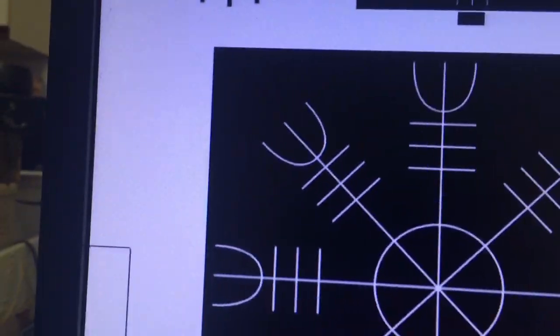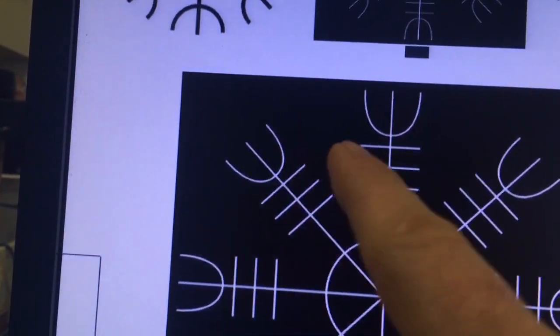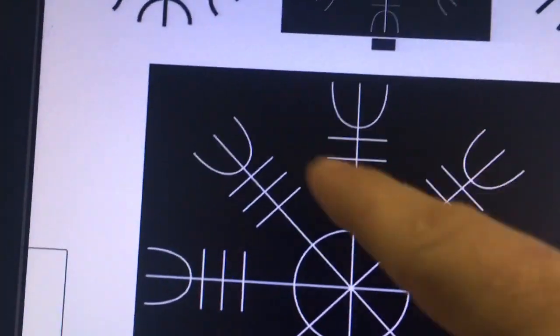Look at the 9 quadrant. How many lines are there? 1, 2, 3, 4, 5, 6, 7, 8, 9, 10, 11, 12, 13, 14, 15, 16.